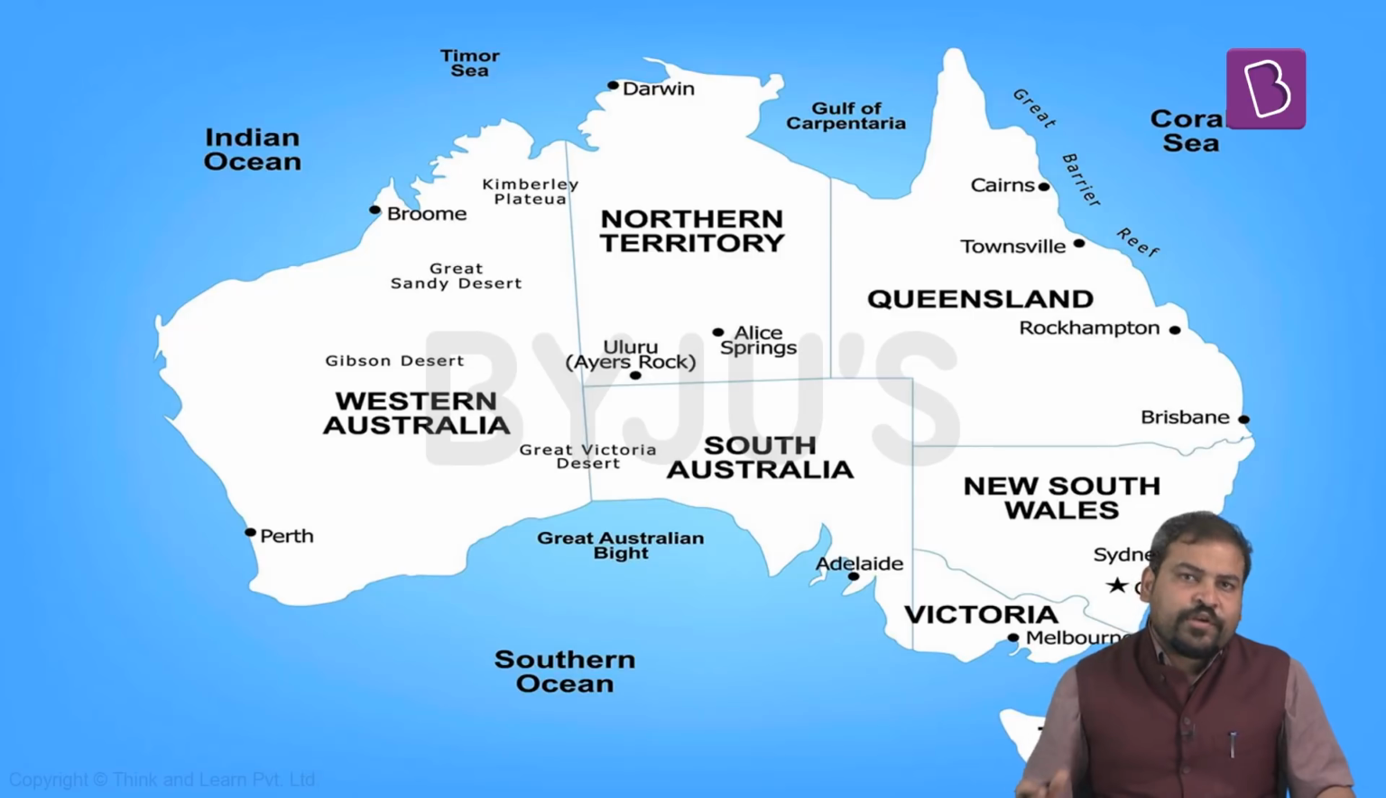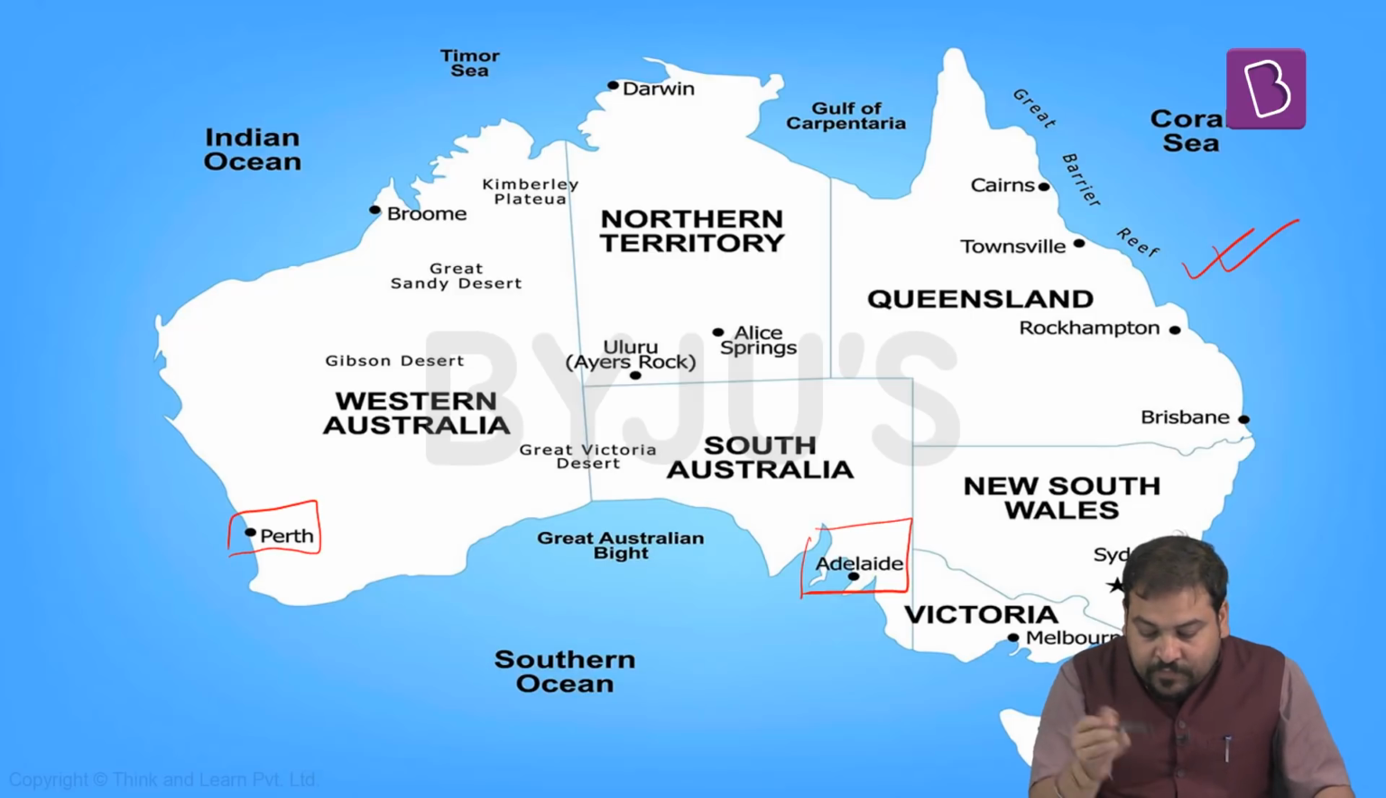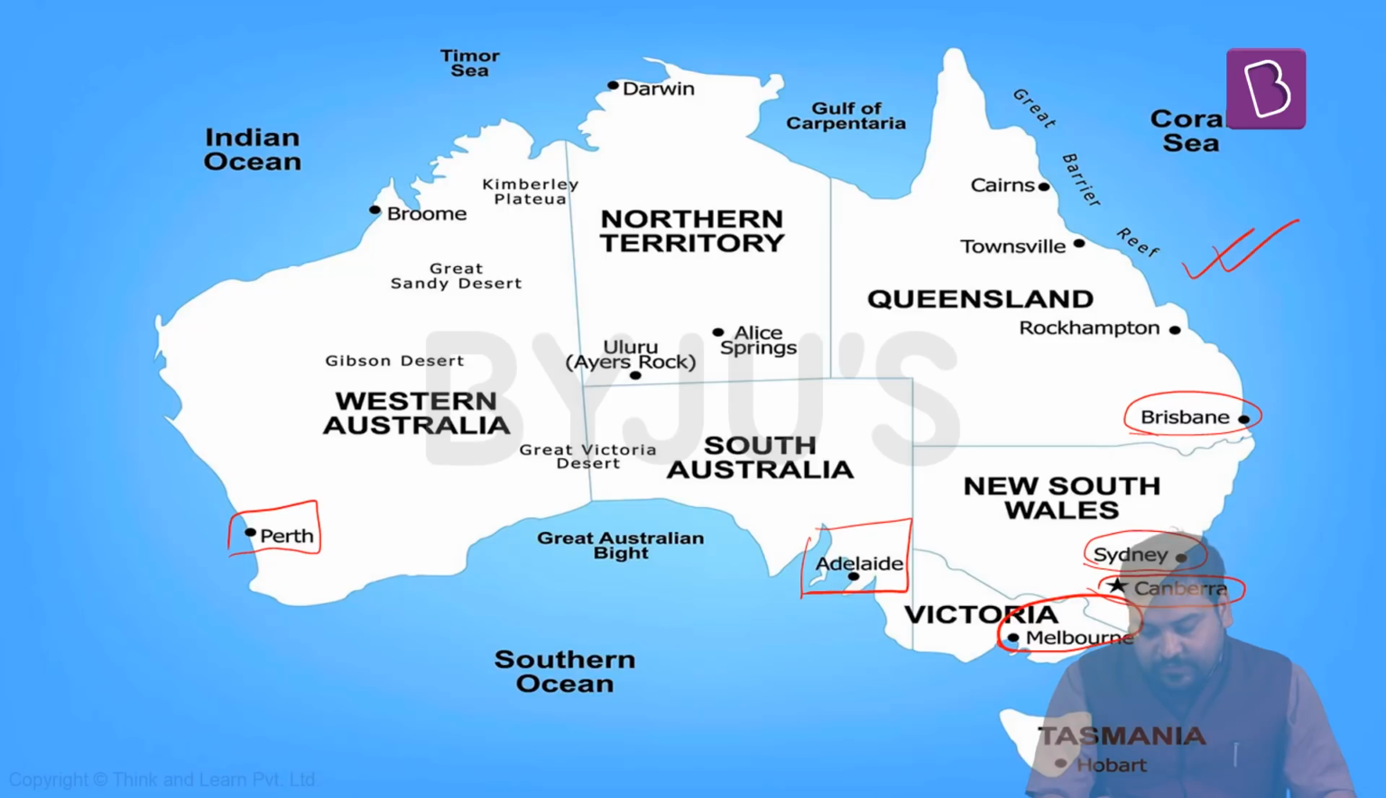Let us look into Australia. Now, when we talk about Australia, it is one continent which is also a country. If you look at Australia, some of the most important towns that may be asked in your prelims are Perth, then Adelaide, then Melbourne, Canberra being the capital town of Australia, Sydney, Brisbane, and there is one more important town in this place, that is Hobart, which is in an island named Tasmania.